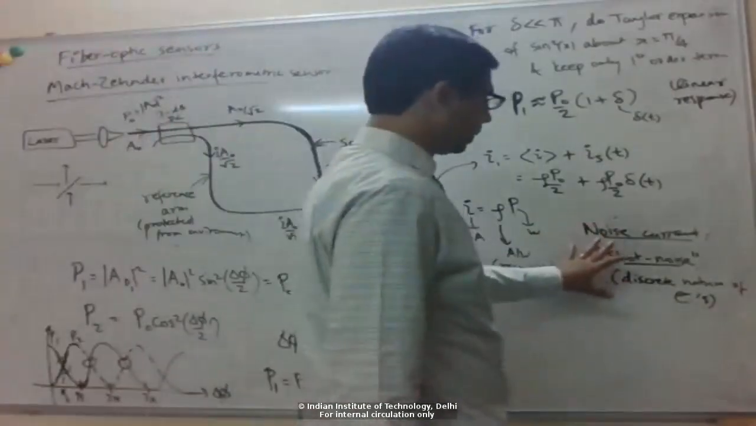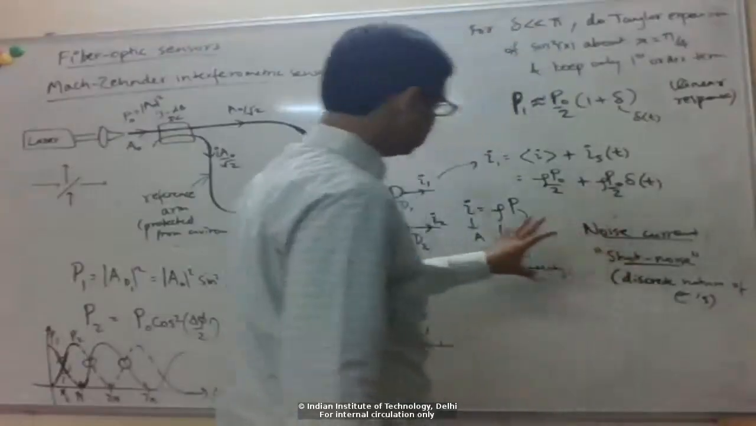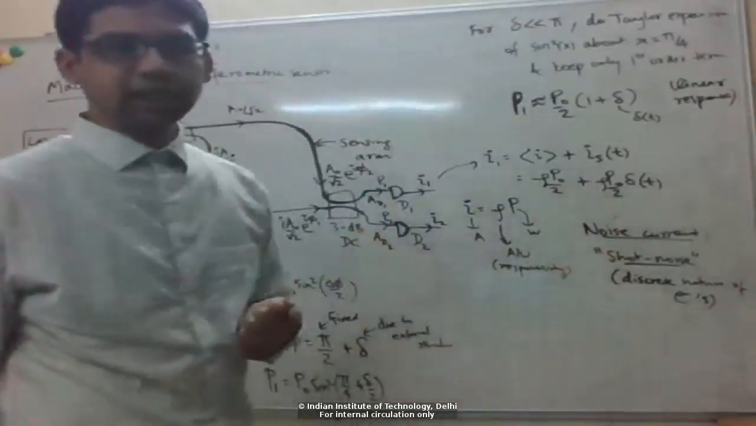And this is fundamental. Again, this is coming from the discrete nature of electrons, so from fundamental quantum theory. Basically, this amount of noise has to be there. You cannot avoid that in any detector.